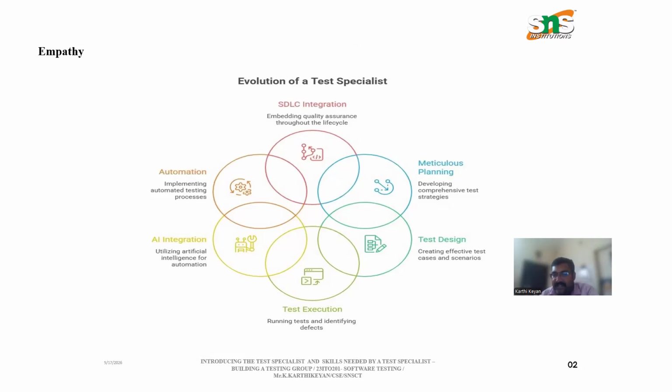And third, test cases: running a test to identify defects. Once you identify the bugs, you send them to the software developer, who fixes them, and after release you start the second-level procedure. Next, AI integration: utilizing artificial intelligence for automation, and at each stage you can combine and model your area. Automation means enabling an automated testing process. And SDLC integration means embedding quality assurance throughout the life cycle.